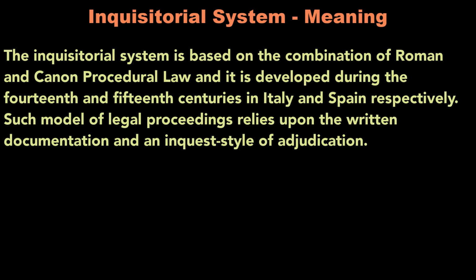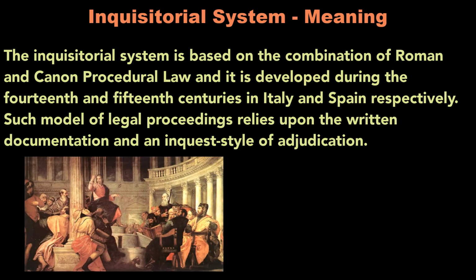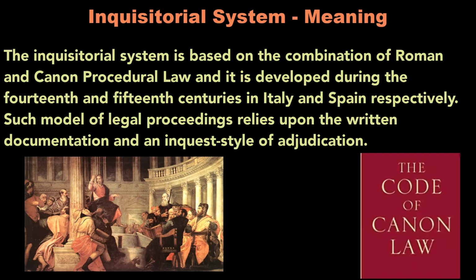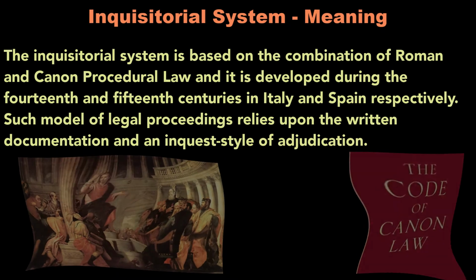The inquisitorial system is based on a combination of Roman and canon procedural law, and it developed during the 14th and 15th centuries in Italy and Spain respectively. So it is a pretty old system, it's not new. As such, adversarial is new. Such a model of legal proceedings relies upon written documentation and an inquest style of adjudication. What does that mean? Whatever laws and procedures are mentioned in the book, the judges or the system follow that.